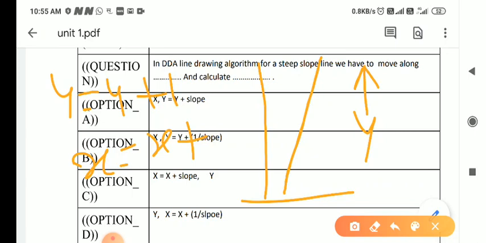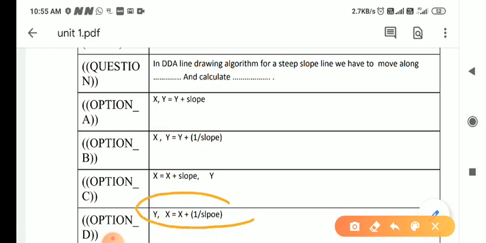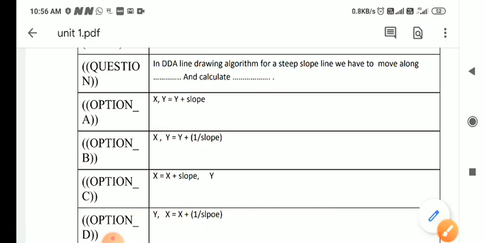If we find this out, it will be 1 upon slope, so this will be the result: y increased by 1 and x will be increased by 1 upon slope. So the answer of this is what? Where is this? Okay, this one, D. So the answer is D.